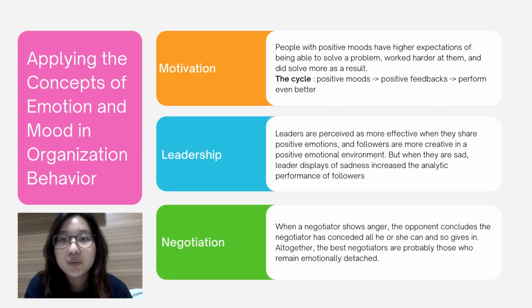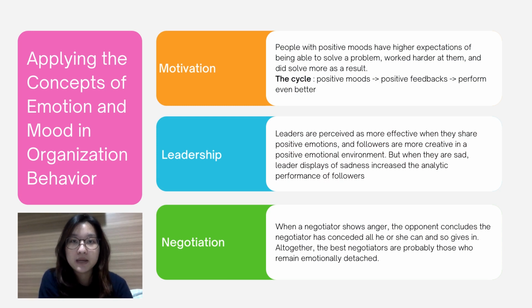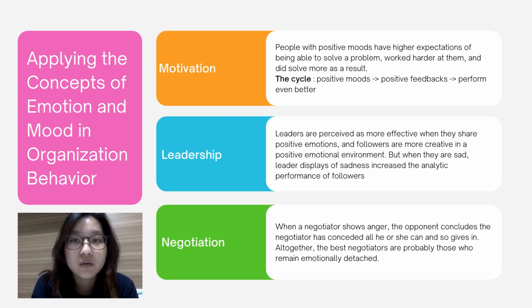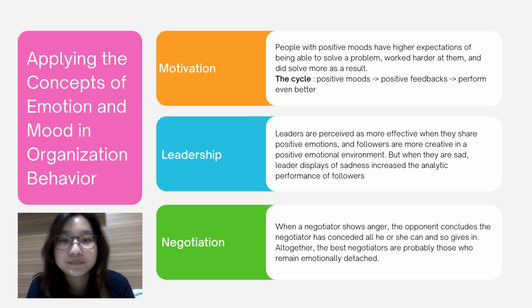And then the fourth one is motivation. Some studies reported that people with positive moods usually have more abilities to solve problems, work harder at them, and actually did solve them as a result. And a cycle can be created in which positive moods can cause people to be more creative. And when people are more creative, it leads to positive feedback from people who observe their work. And the feedback further reinforces the positive moods, which makes them perform even better, and so on.